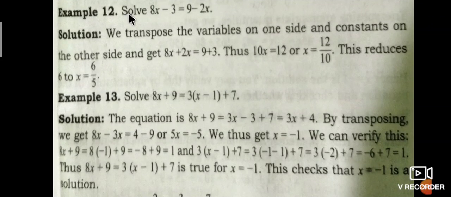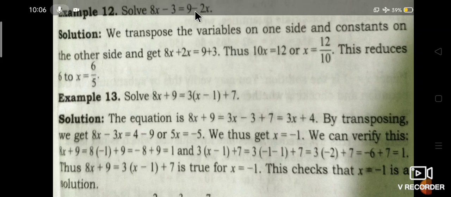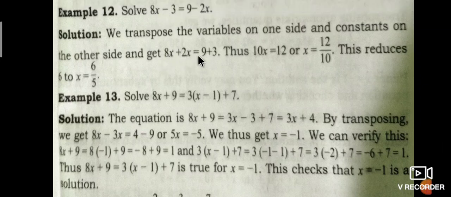Next one is solve 8x minus 3 is equal to 9 minus 2x. Transfer the variable to one side and the constants to the other side. The minus 2x transfers from the RHS to the LHS. 8x plus 2x is equal to 9 plus 3, that is, 10x is equal to 12. Therefore, x is equal to 12 divided by 10, which reduces to x is equal to 6 by 5.